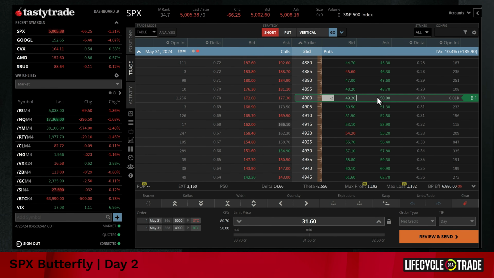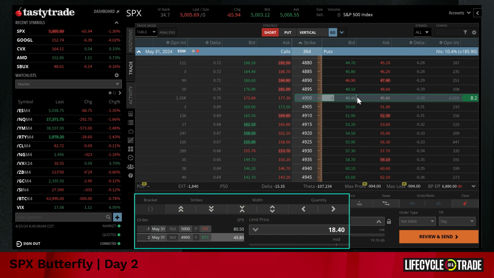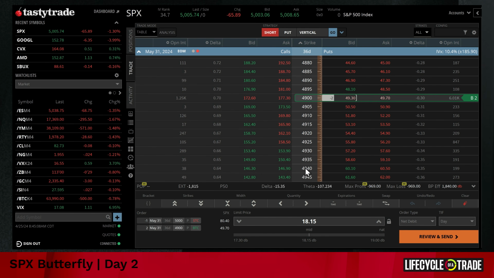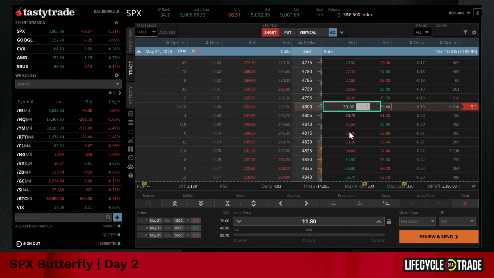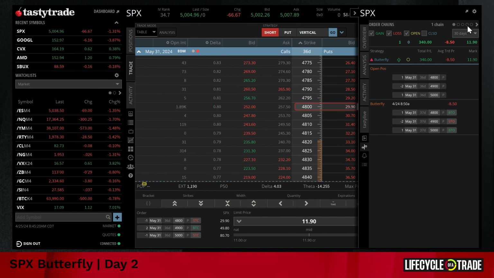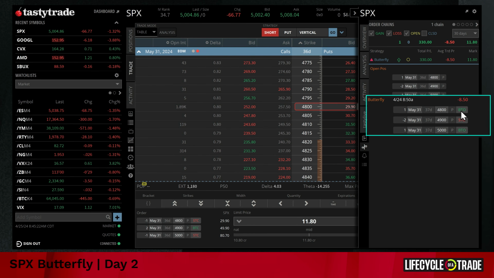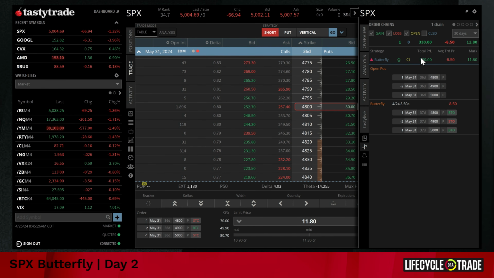In this option, we have 2 of them, so you want to click it again to adjust the quantity so that we would be closing both of those shorts. And then for our remaining long on the downside, the 4,800, we would click the bid price to sell out of that trade. You can see the mid price here is trading around $11.80. We originally opened the trade at $8.50, which leaves us a potential profit of around $300 and change.